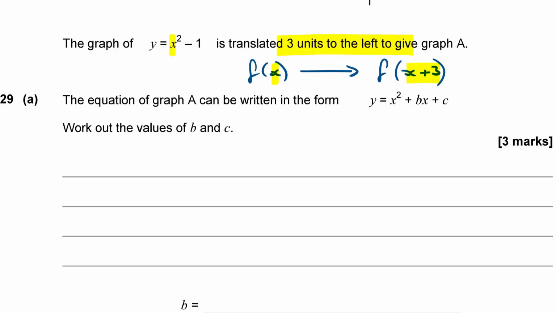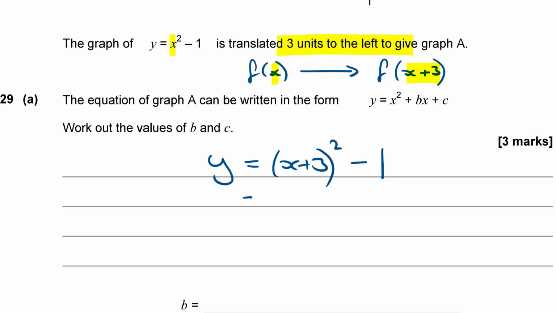all squared minus 1. So the equation then is y is equal to, so where I see x, I'm going to write x plus 3 for my translation of 3 units to the left. And the rest is the same. So x squared minus 1 becomes x plus 3 all squared minus 1.